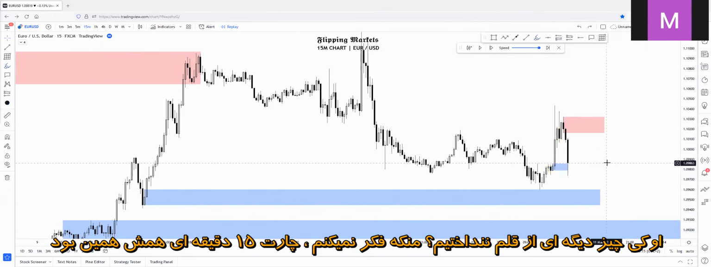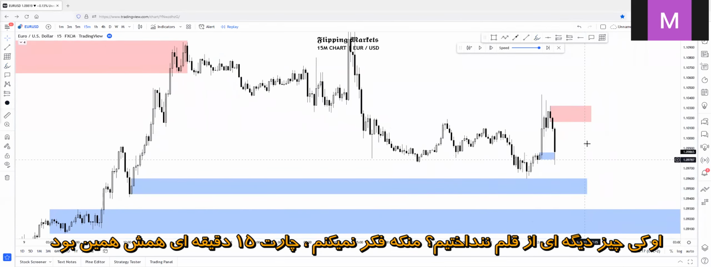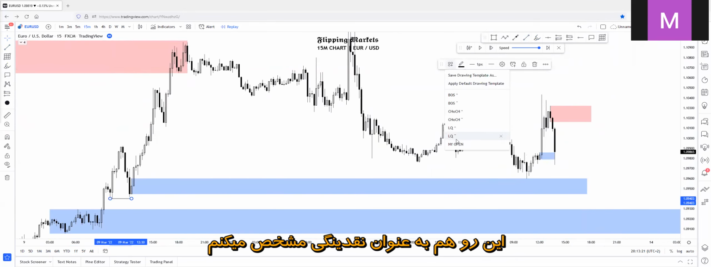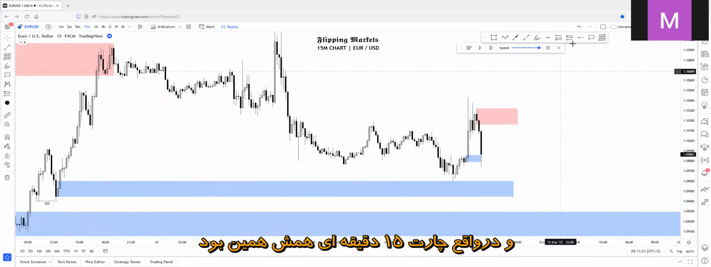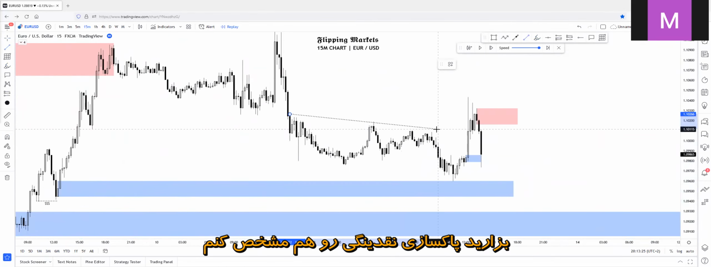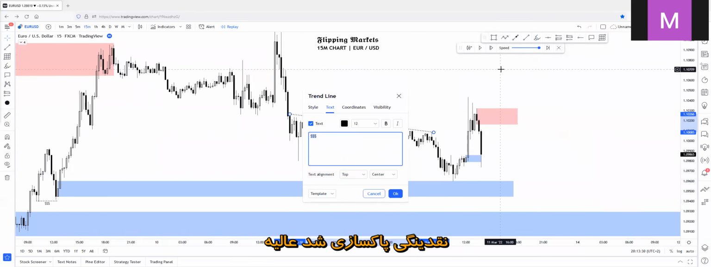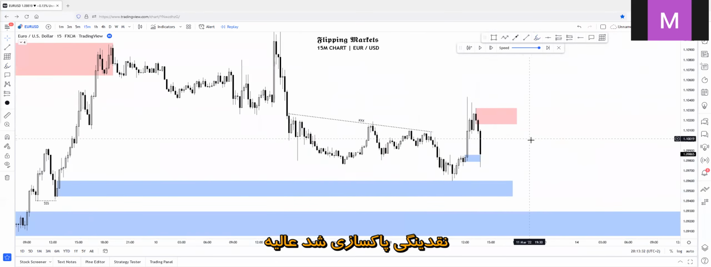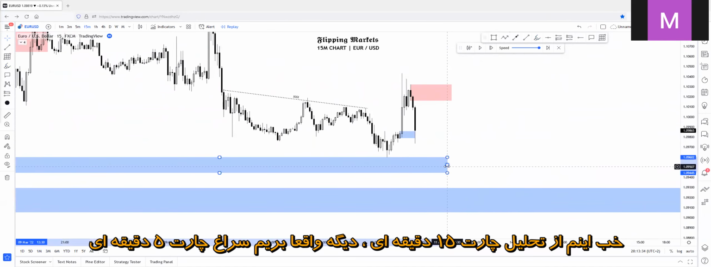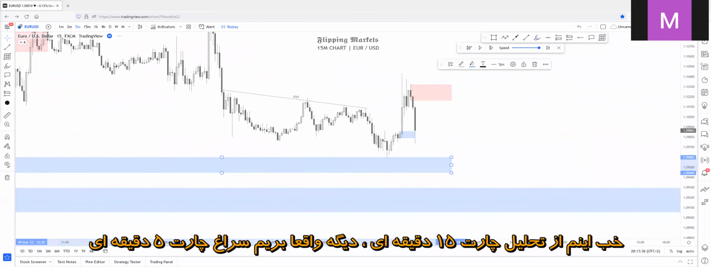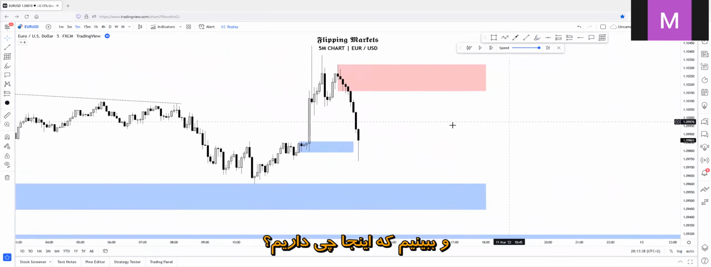Okay, can we see something else here? I believe no. That's all from the 15-minute chart. I will just mark the liquidity right here. And basically that's all from the 15-minute chart. I will mark the liquidity sweep 2. Liquidity being swept. Perfect. So that's the current outlook on the 15-minute chart. Let's just switch to the 5-minute chart and let's see what we have here.